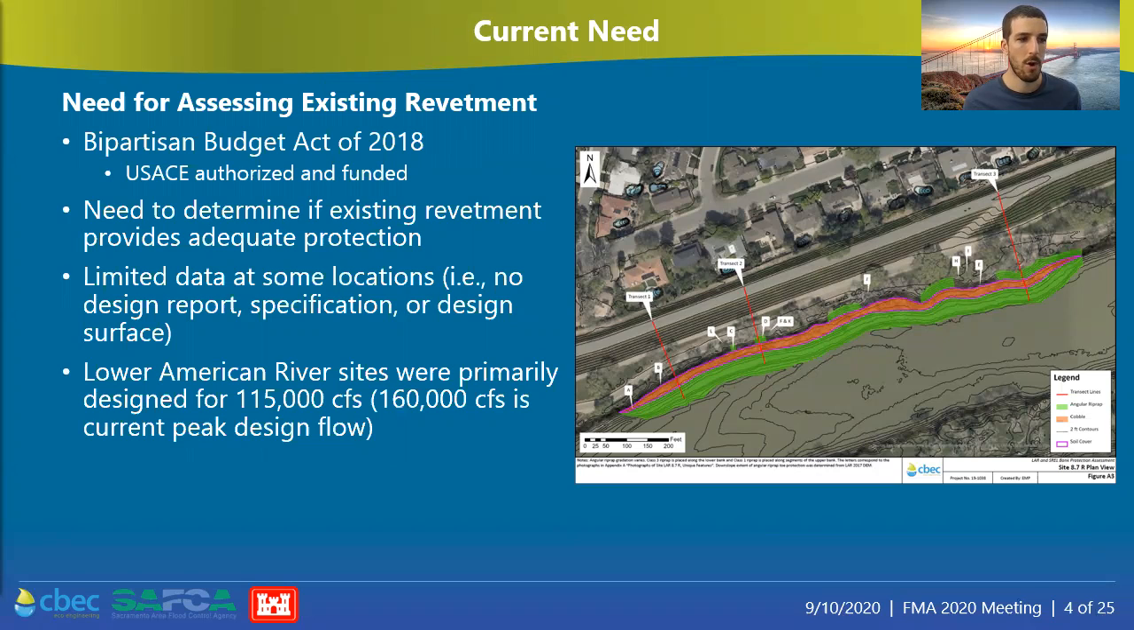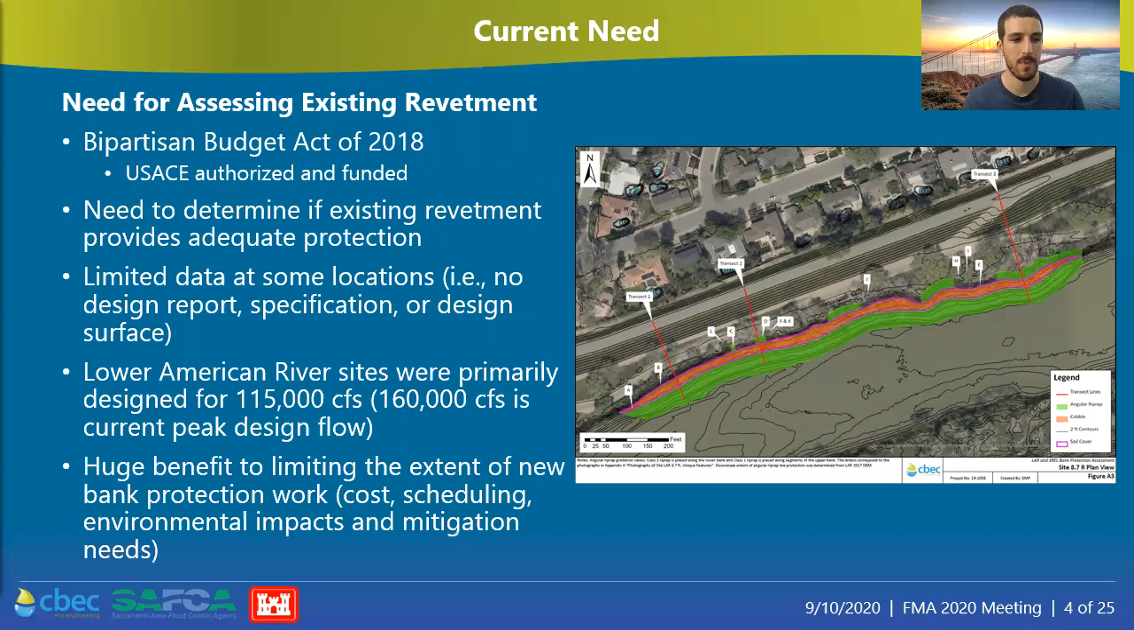In addition, on the Lower American River, the erosion repair sites there were primarily designed for a flow of 115,000 CFS, whereas the current design peak flow for the Lower American River is 160,000 CFS. So it's necessary to revisit those sites and check against the new design flow standard of 160,000 CFS.